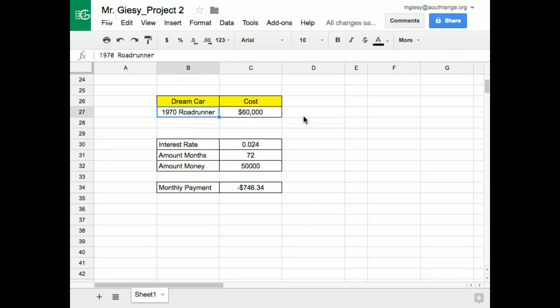The 1965 Corvette. Chevy Corvette. Is that an E at the end, I think? Yeah. How much was it? It was 40,000.